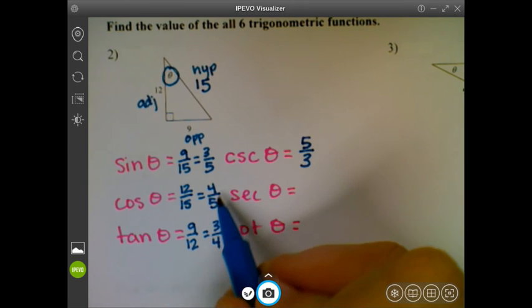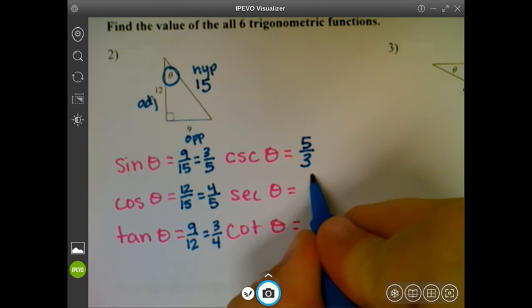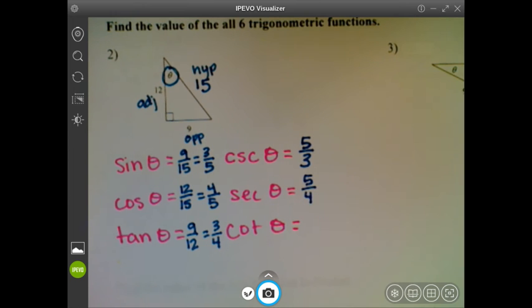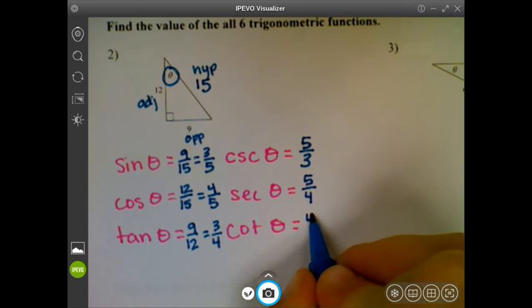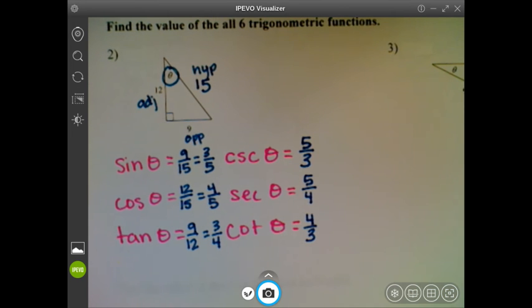Secant is the reciprocal of cosine. So if cosine is 4 over 5, that would be 5 over 4. And then cotangent is the reciprocal of tangent. So just flip that one over, 4 over 3.